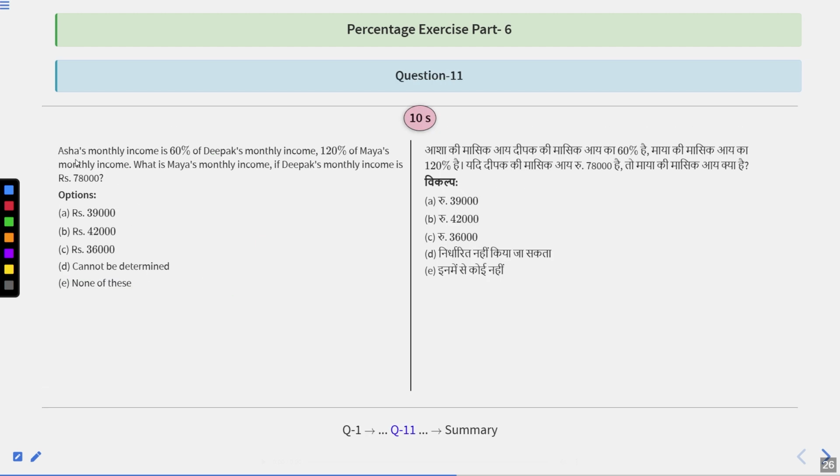Next question is, Asa's monthly income is 60% of Deepak's monthly income, and 120% of Maya's monthly income. What is Maya's monthly income if Deepak's monthly income is 78,000? Clear? You have 5 options and 10 seconds to solve this question. Your time starts now. Now time's up. Let's see the solution.